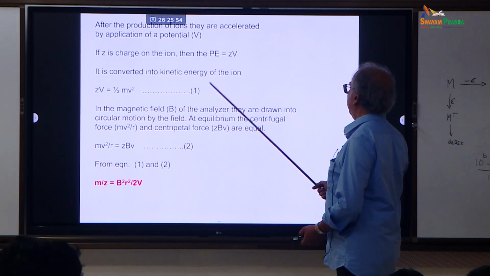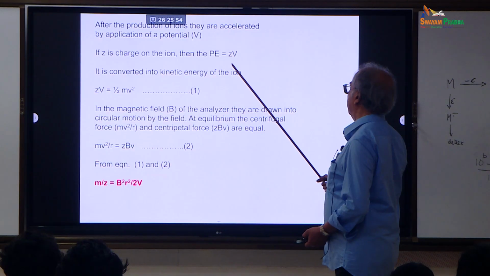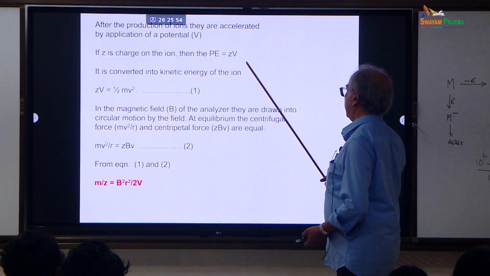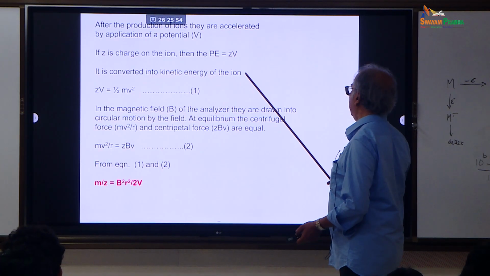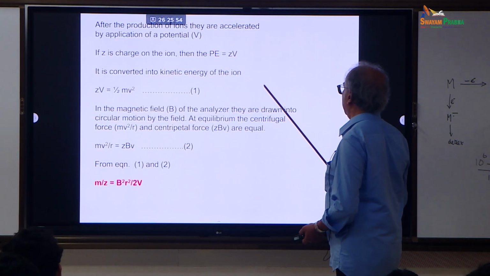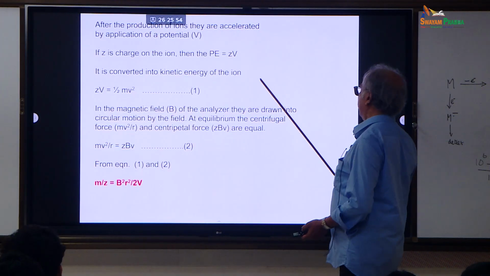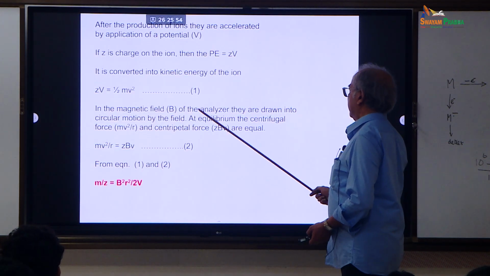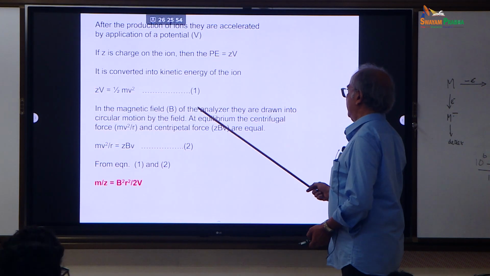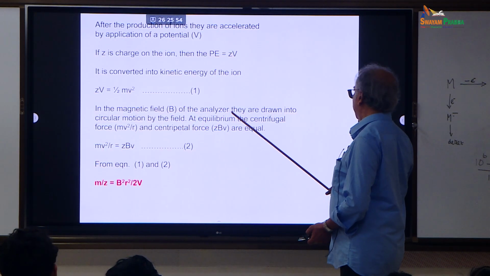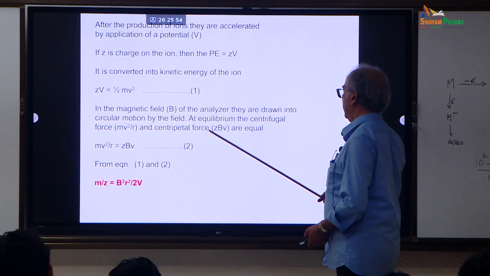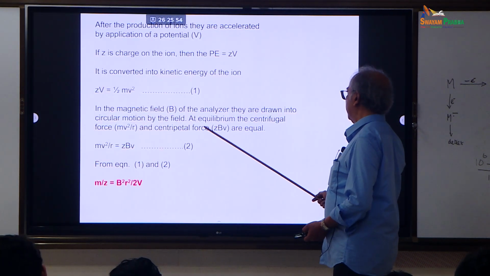After the production of the ions, they are accelerated by an application of voltage potential V. If z is the charge on the ion, then the potential energy is equal to zV. It is converted into the kinetic energy of the ion, which is half mv squared. In the magnetic field of the analyzer, they are drawn into circular motion by the field.